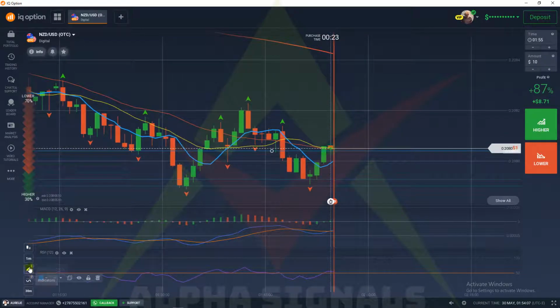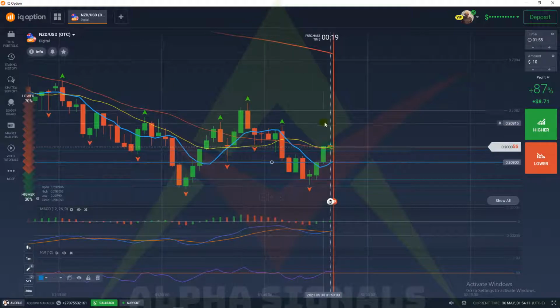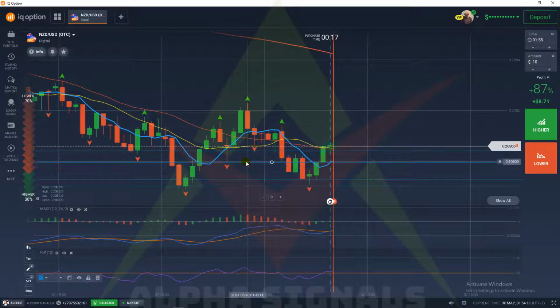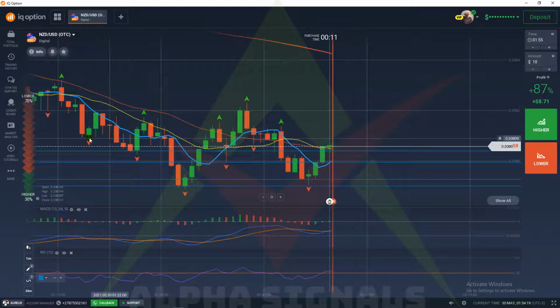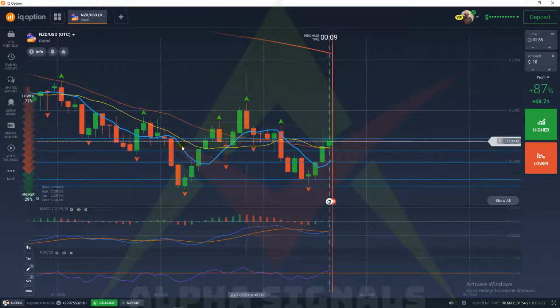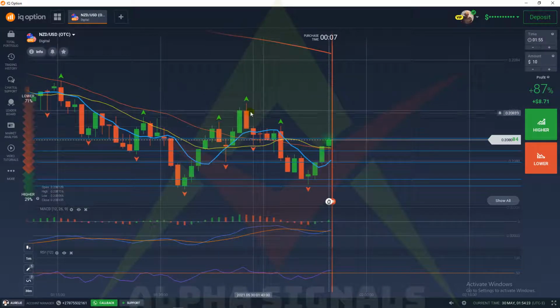I have another support right here which I'm going to plot, which is basically this pin right here. That's where the market reversed. Okay, so I have those 4 supports. I'm just going to probably put one more. I'll make this a support area as well right there. So I have all these areas as my supports.